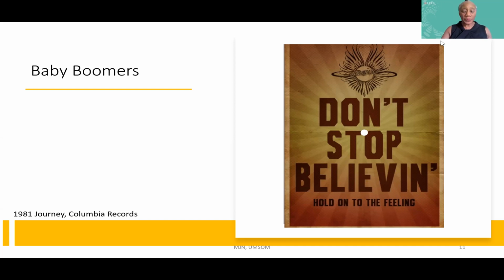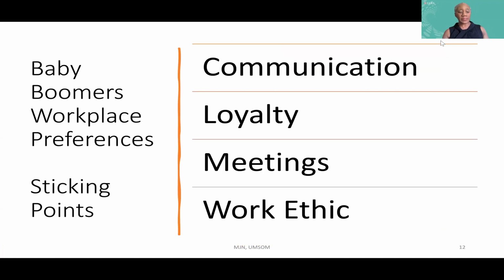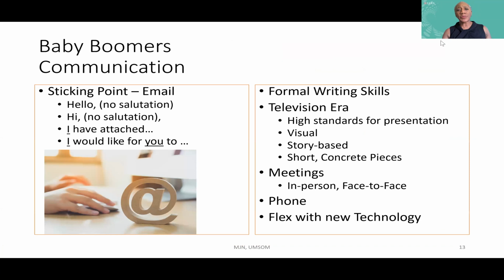And now I will move to the number of workplace preferences. Baby boomers hold a number of workplace preferences, and I will highlight the 4 sticking points related to communication, loyalty, meetings, and work ethic. So baby boomers might prefer formal writing skills. Raised in a television era where there were high standards for presentation, items were visual, story-based, concrete, and short. Meeting preferences are in person and face-to-face, and a phone call cannot substitute for another form of communication. Often will flex with technology.